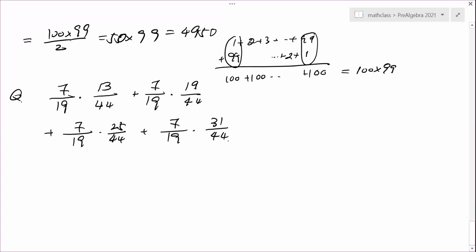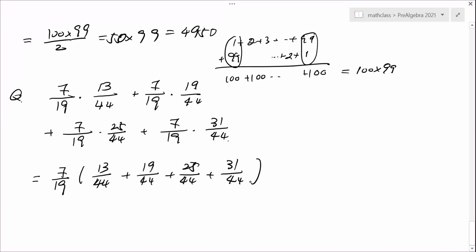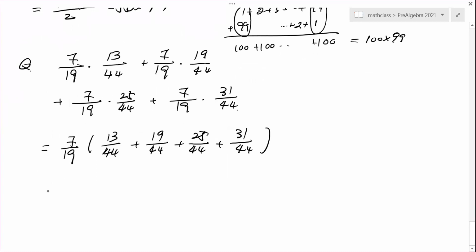But I don't have any answers from you guys. But look at all those terms. You see that there's a common factor, 7 over 19. You take 7 over 19 out. So it's 13 over 44 plus 19 over 44 plus 25 over 44 plus 31 over 44. Then you add all those numbers together: 13 plus 19, 25 and 31.